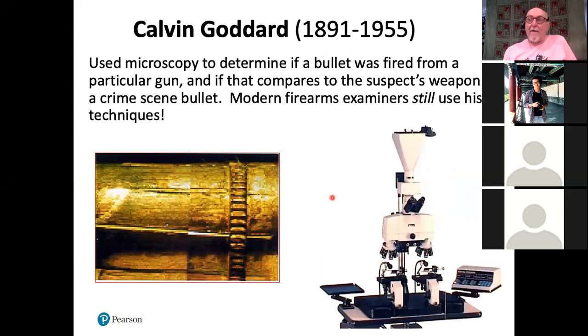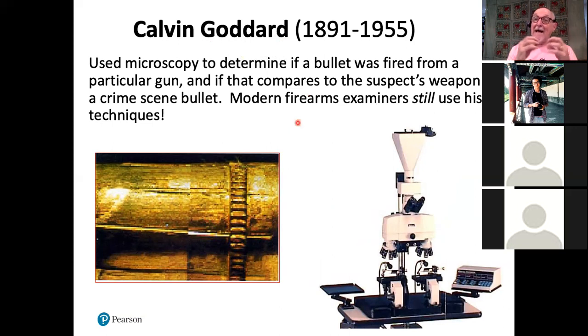The other development in forensics in the 20th century was the use of microscopy, as had been predicted by Sherlock Holmes, but in many different ways. Microscopy is extremely important because it allows us to see things which are too small for us to discern with the naked eye. And this investigative technique in particular is still used pretty much as it was developed by this man, Goddard. And he used microscopy to link bullets with a gun. We'll find out a lot more about this later on.